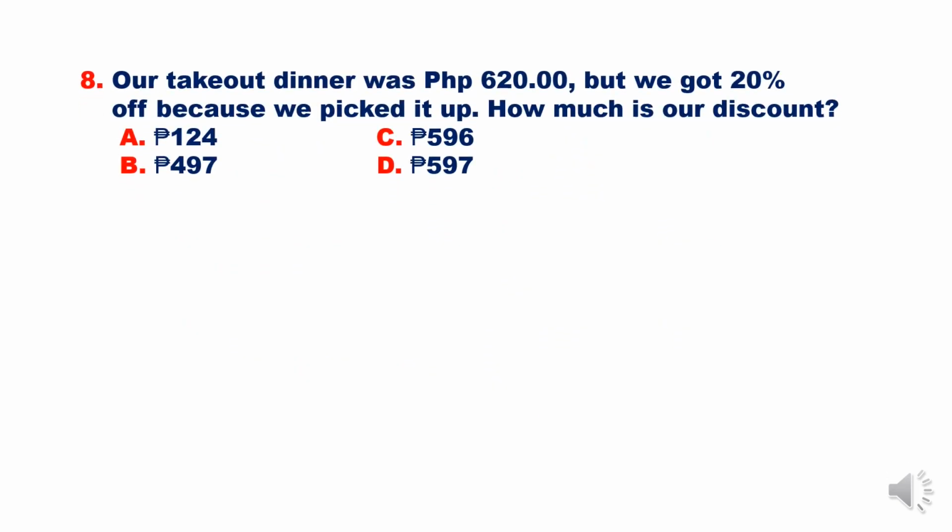Number 8. Our takeout dinner was 620 pesos, but we got 20% off because we picked it up. How much is our discount? A. 124 pesos, B. 497 pesos, C. 596 pesos, D. 597 pesos.